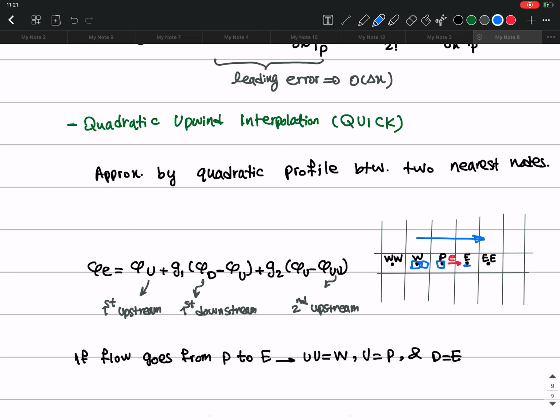So we just substitute: instead of phi U, you can write phi P; instead of phi D, you can write phi E; and instead of phi UU, you can write phi W. And then this will be your approximation. And we'll talk about G1 and G2. Those are just two coefficients. Okay.